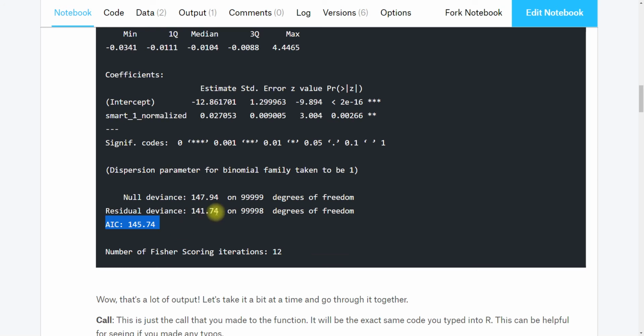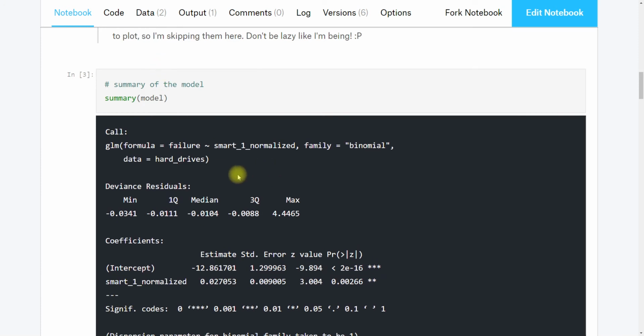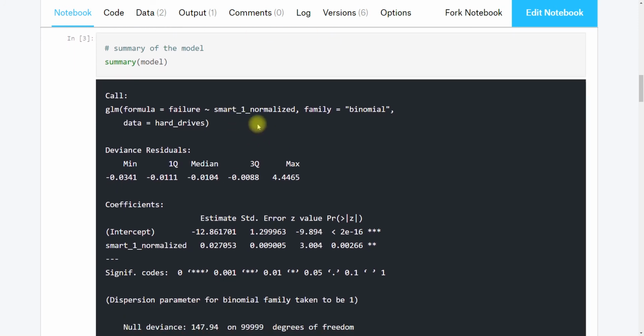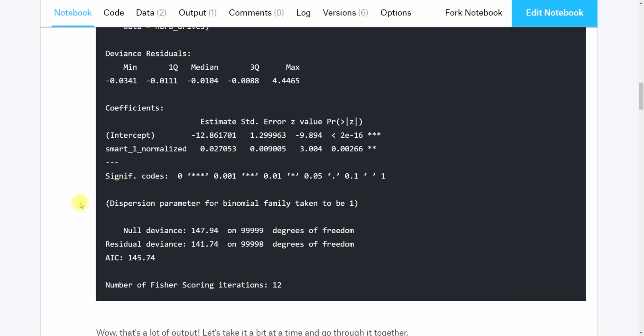It is a measure of, similarly, how well your model is capturing information from the underlying data set. The thing you want to use this for is when you're comparing models. So if I then fit a second model, let's say I was thinking maybe SMART 2 normalized would be very informative, and I wanted to see if that model was more informative than this one, I could compare the AICs, and whichever one was lower is probably capturing more of the change in the data set. It is more often used when you're adding terms, and you want to see if adding a term is helping your model capture the variance in the data set better.